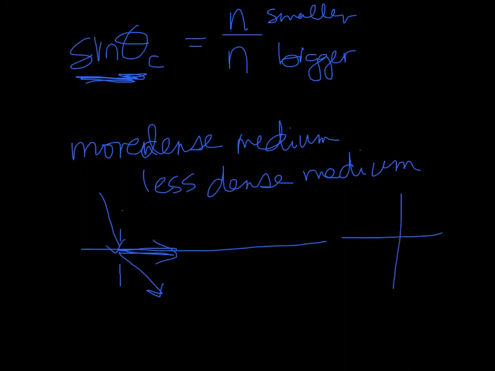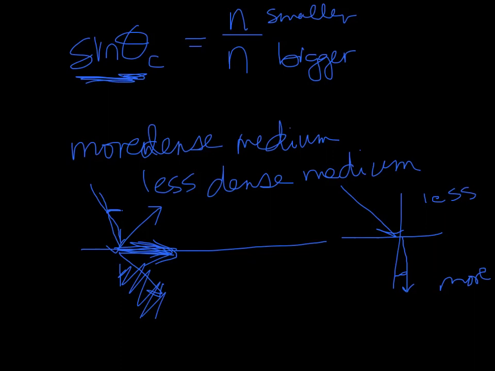If you're going from less to more, you're going to come in and you're going to bend towards the normal, and you're going to end up with a small angle. So you're not going to have that spot where it's not going to refract anymore. It's just going to start going straight down as opposed to running along the surface. And you're not going to see this light that runs along the surface. And then anything greater than that critical angle, instead of going through, it's not going to go through anymore. It's going to reflect, and your angle of incidence is going to equal your angle of reflection.